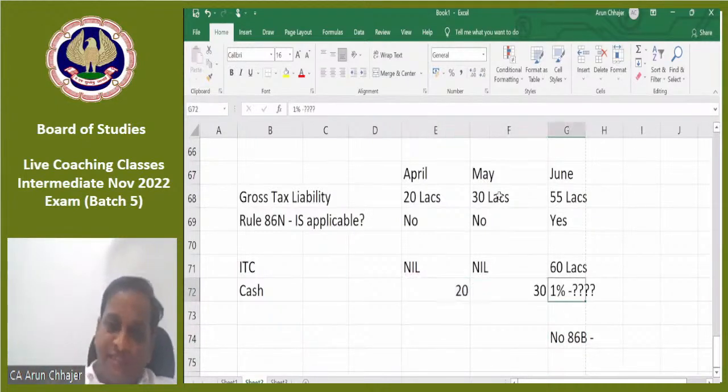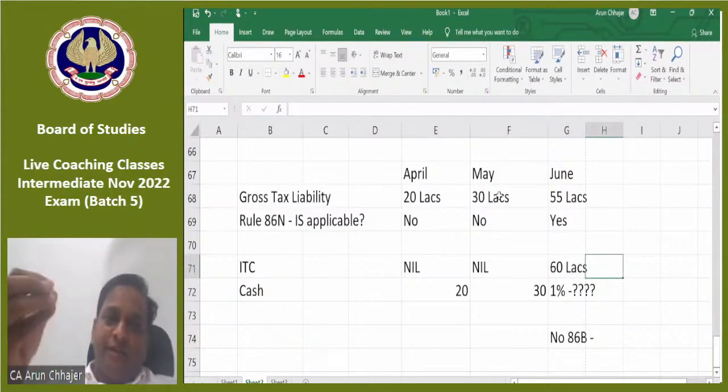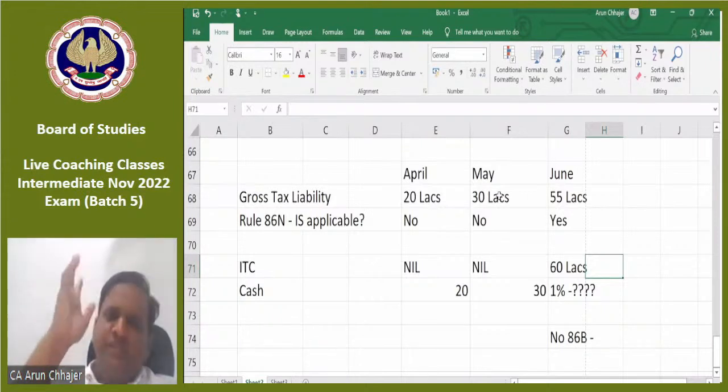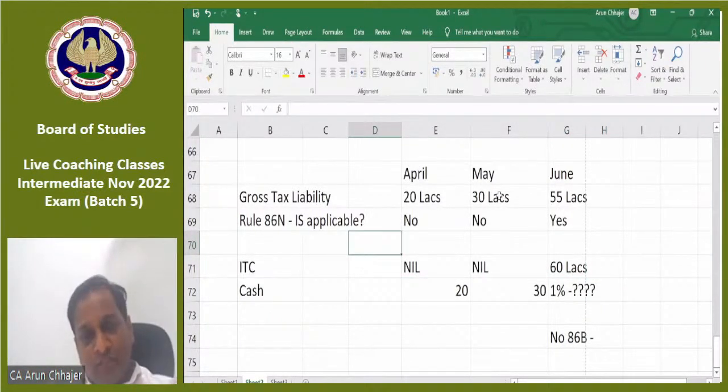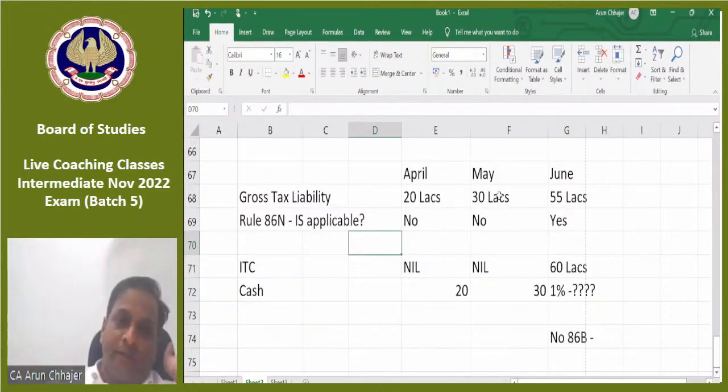So what is the 1%? Let's say, rounding it off, he has a liability of, suppose, 1 lakh. So he has already discharged the liability more than 1% in cash. So 86B is not applicable.